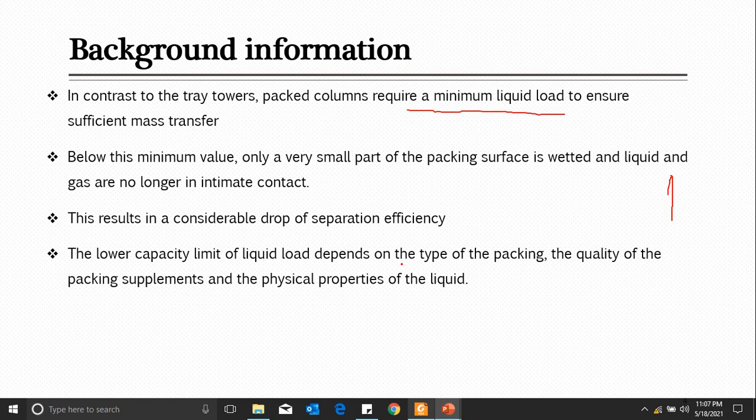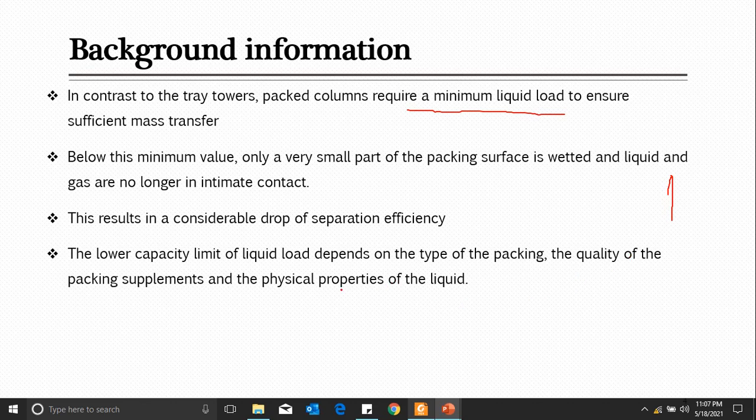What does this mean? It will depend on which type of packing you are using. As you have seen, there are a number of packings: there are random packings and structured packings, and they have different area available for the liquid or the gas to flow on their surface. Then there are different types of material, like metallic, ceramic based, or plastic based. All of those materials will have different affinity with the liquid flowing on the surface.